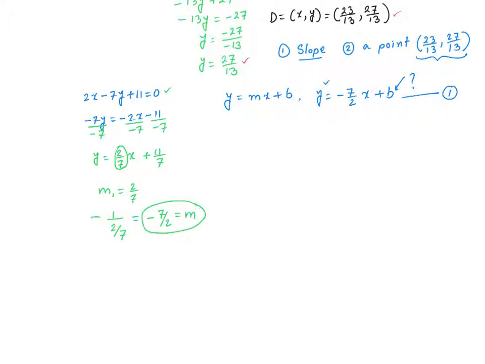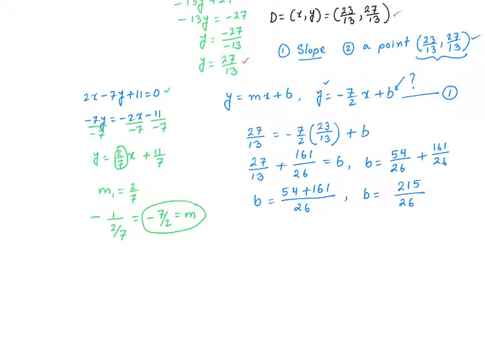Okay, so I'm going to take this point and plug it into equation 1. If we do so, we get the following. So just plugging in the values of x and y. So this is y, this is x, and I'm plugging it into this equation number 1. And if we just simplify it, this is just a basic straightforward calculation. We find the value of b to be this. Now I'm going to take this value of b and plug it into equation number 1, which is going to give me y is equal to negative 7 over 2 x plus b. Remember, b is 215 over 26.